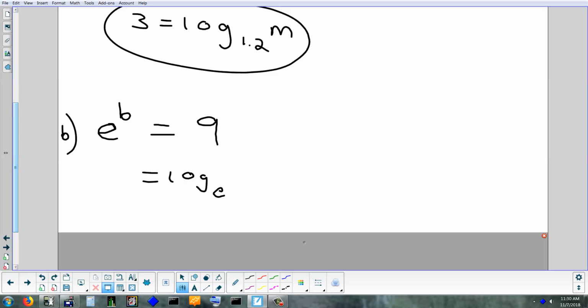Evangeline, logarithm always equals what kind of number? The exponent, so B. And the only thing left is 9. Now, I'll just put it below it.